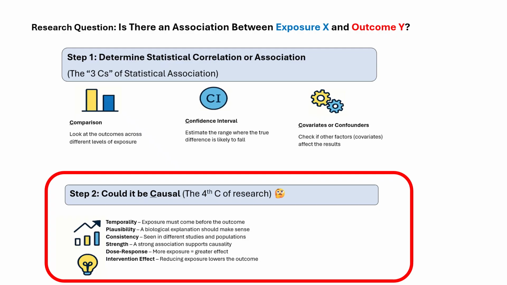Okay, and now that we have used the first three C's to establish correlation, comparing outcomes, adjusting for confounders, and checking confidence interval, we know that there is an association. Next, in the discussion section of your paper, you will use qualitative reasoning to build your case for causality, which is the fourth C.